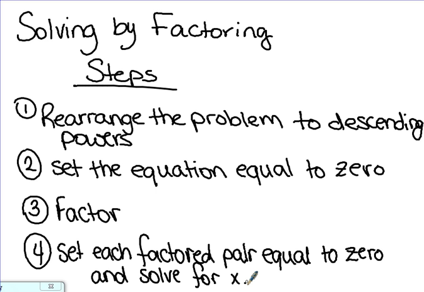Step 1, rearrange the problem to descending powers. Step 2, set the equation equal to 0. Step 3, factor. Step 4, set each factored pair equal to 0 and solve for x. Let's do some examples.